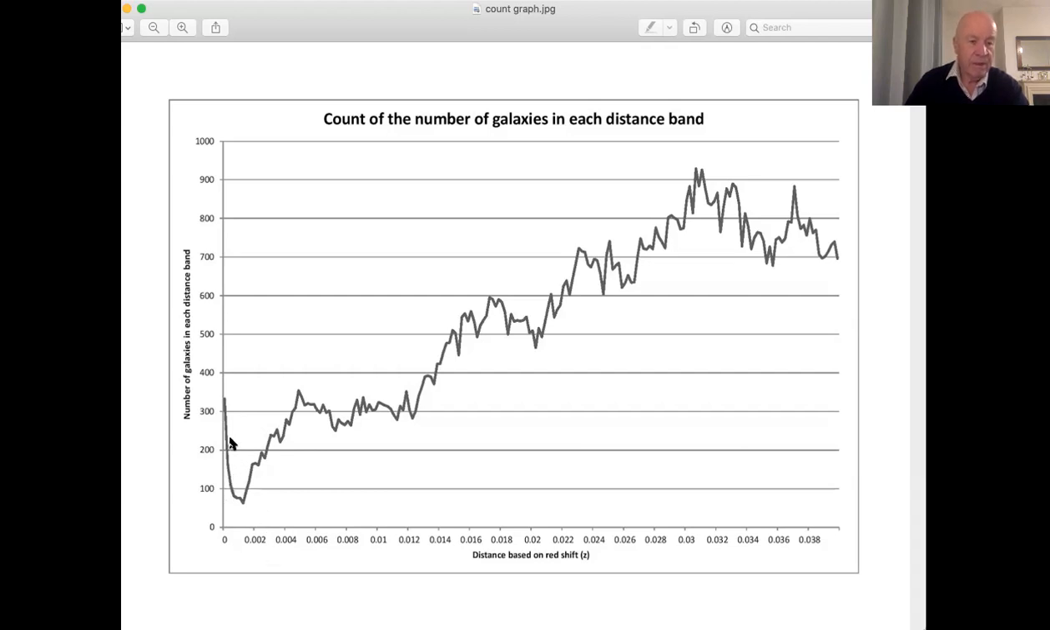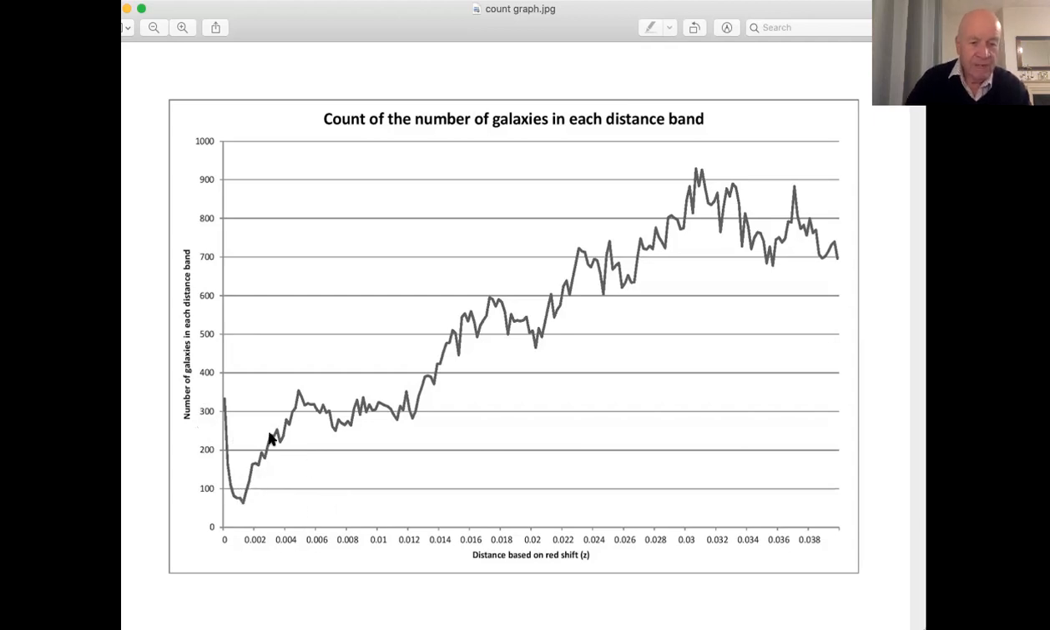So this axis is the number of galaxies in each distance band. So you can think of these distance bands as spherical shells with an increasing radius corresponding to this distance. And each shell has a width of 2.75 million light years.